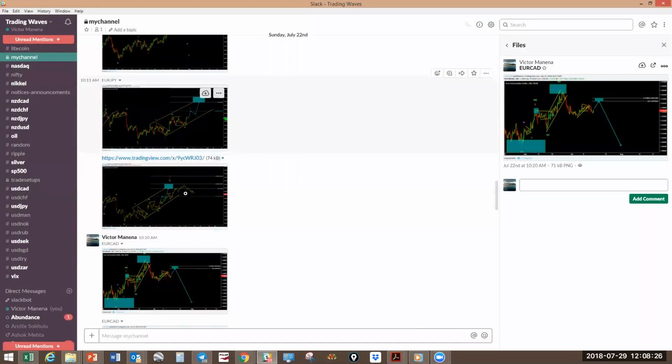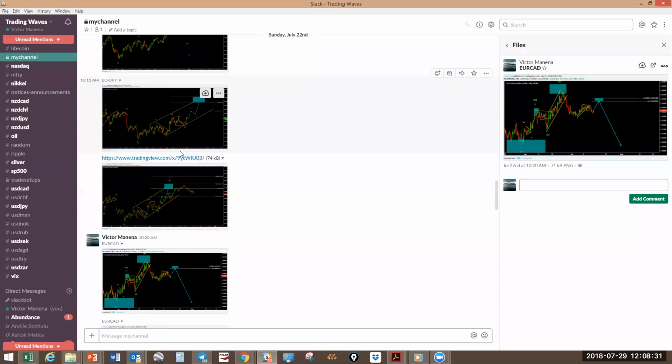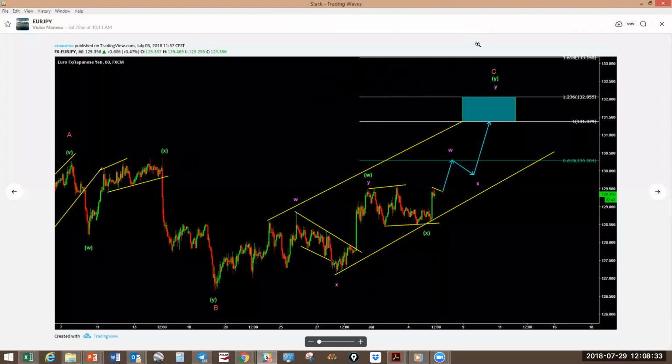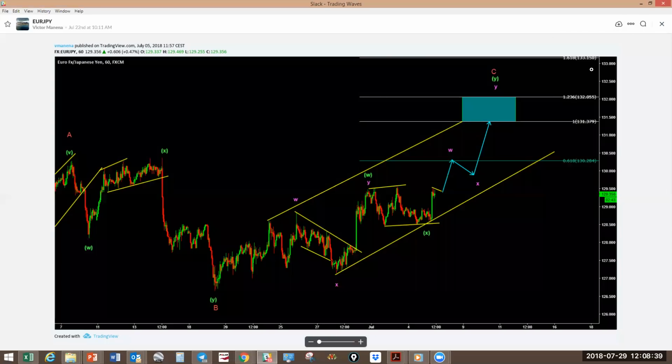Okay, so Euro, I think I've already shown this last week. Let's look at the latest ones. So this is EURJPY. If you go check your charts, this has already played out. It's already giving us a move like that. You can just verify on your charts.